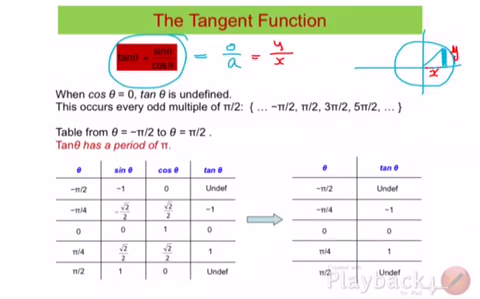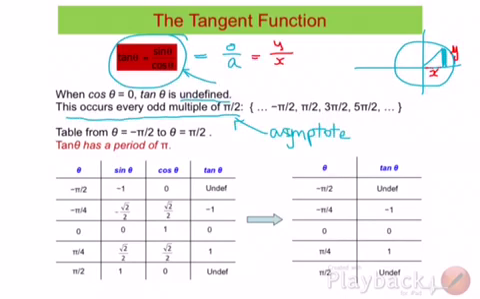When the cos is 0, that's going to mean you're dividing by 0, and anytime you divide by 0, you get an undefined answer, so tan will be undefined. This occurs at every odd multiple of pi over 2, so that means we're going to have an asymptote at every pi over 2 multiple. Asymptote. Sorry, I missed my y.